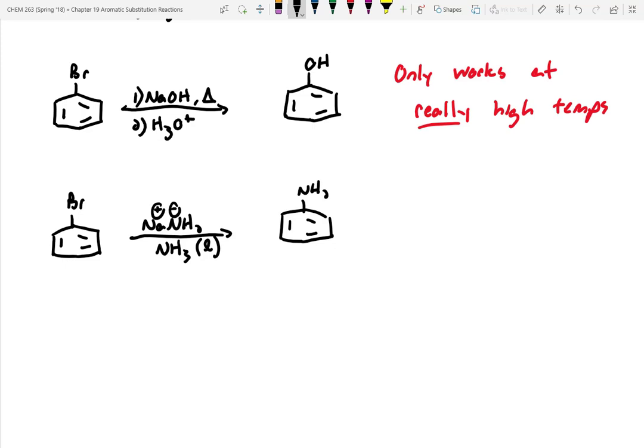And why is that? So why is that NH2 with a negative charge more nucleophilic than hydroxide anion? Going back to first term. Electronegativity, right? So if we think about electronegativity, oxygen's very electronegative. It's okay with the negative charge, where nitrogen, a lot less electronegative. That means it's going to be very, very reactive with the negative charge. So this one actually works under moderate temperatures.